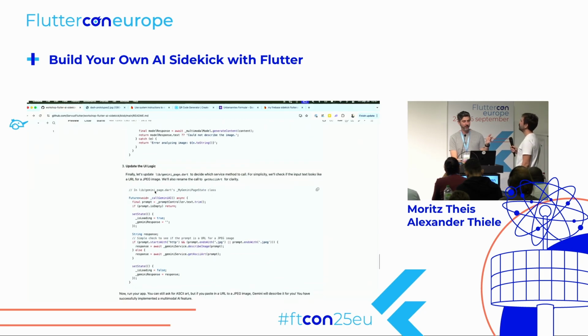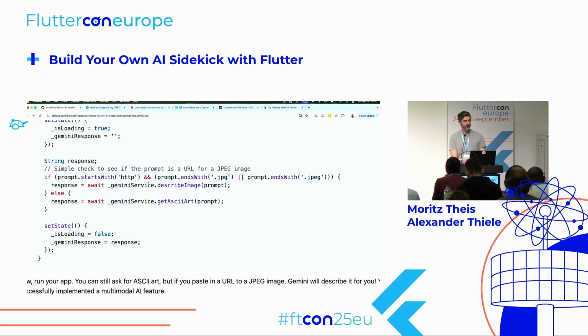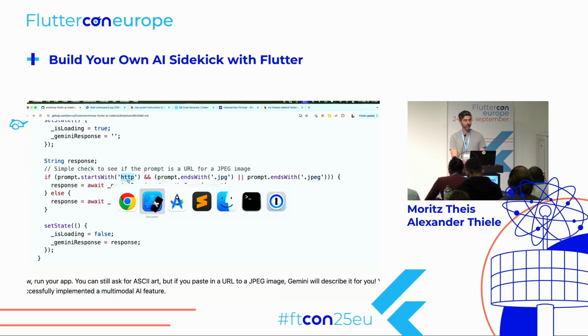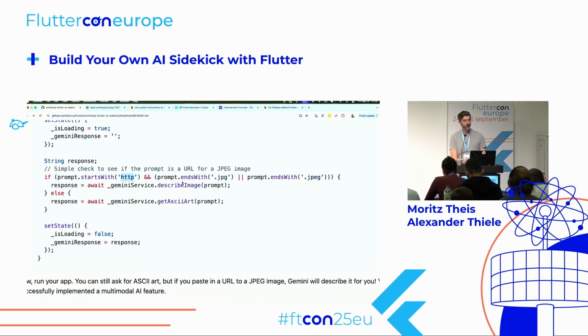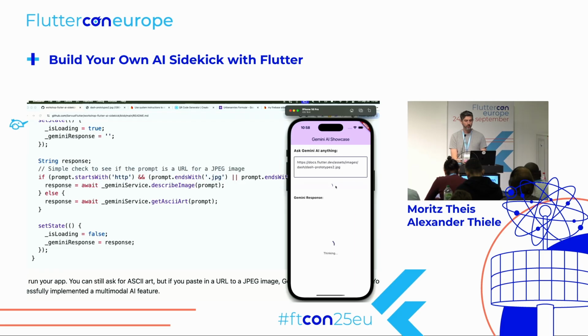So we also have to update the UI logic here. Instead of replacing everything, now it's just this code block that we replace. And in here, we basically just check if the text that we input in this field starts with HTTP and ends with JPEG. This is kind of a stupid check, but just for the workshop and the sake of simplicity, we do it like this. And then we call a different method, which is called describeImage. And now let's see, right? Basically it downloads the image, pushes it to Gemini, and then should describe it.